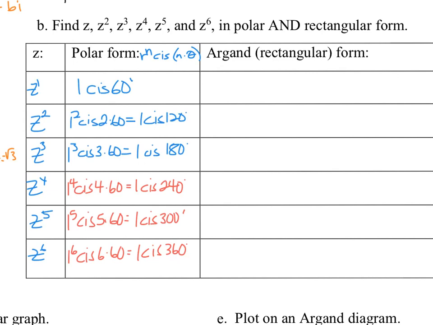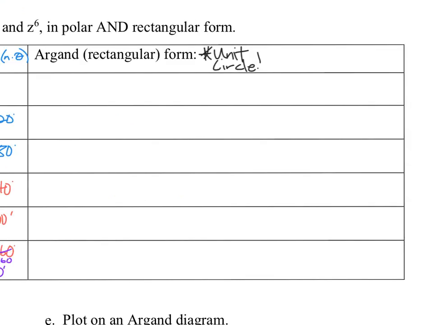But wait on that. Remember that 360 actually can't be a valid option. So if I subtract 360 from it to be greater than or equal to 0 but less than 360, this last number actually becomes 1 CIS 0. And that'll be helpful when we convert to rectangular.